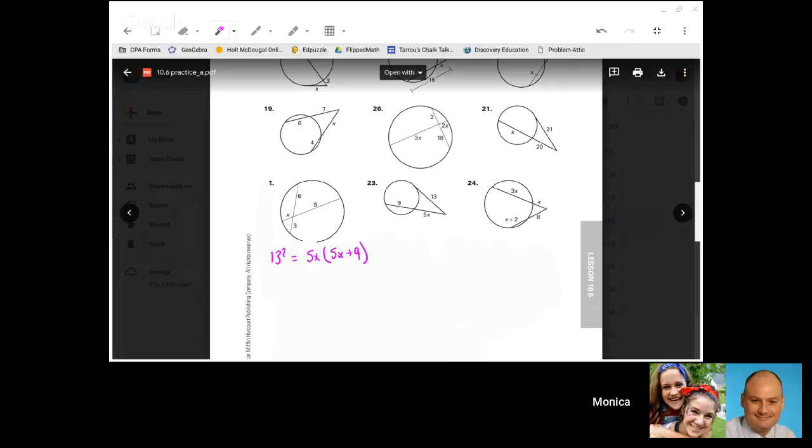So then we have to take and distribute that in, okay? 13 squared we know is 169. And then the way we handled this is to distribute. So 5x times 5x is going to be 25x squared. And then 5x times 9 is going to be plus 45x. Okay? Still good with that?